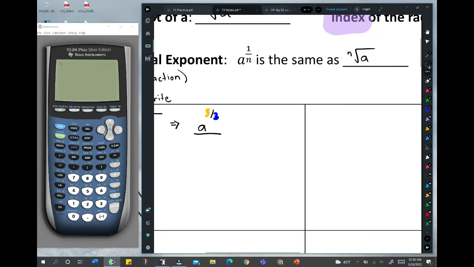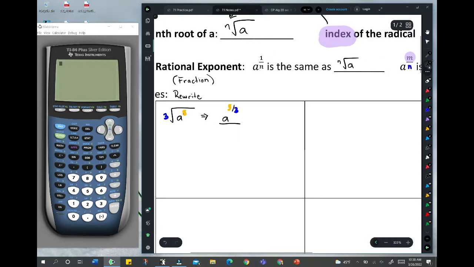Another example here, if I were to give you something like the 5th root of 32 to the second, you could rewrite that as 32 to the 2/5. Okay, so that is essentially how to rewrite radicals.